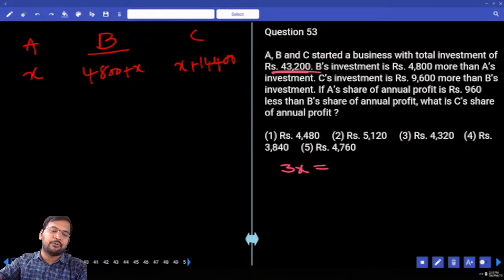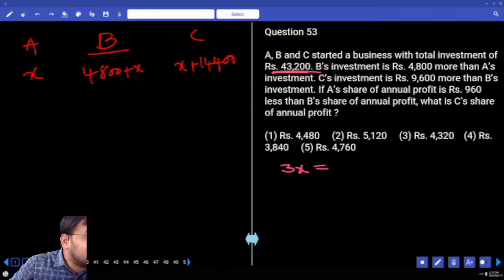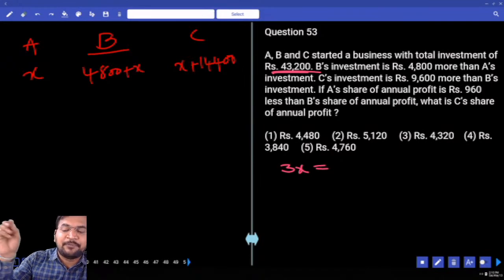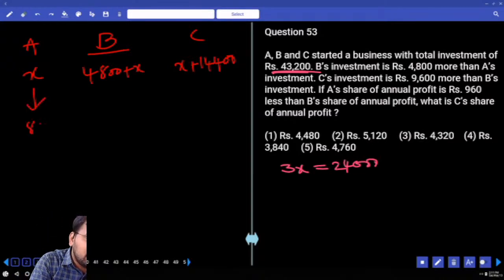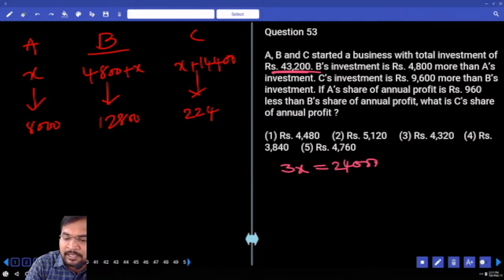4,800, 14,400. Together is 19,200. Now if we subtract 19,200 from 43,200, the 200 gets cancelled. Then 19 from 43, how much? 24. 3x is equal to 24,000. Then x is equal to 8,000. Therefore A's investment is what? 8,000. B's investment is what? 12,800. C's investment is what? 8,000 plus this one, 22,400. So 2 zeros get cancelled.